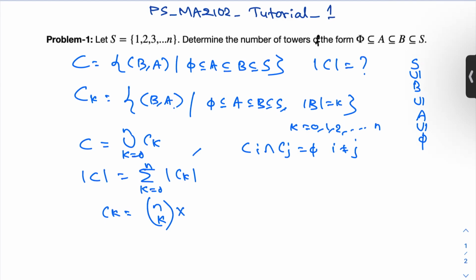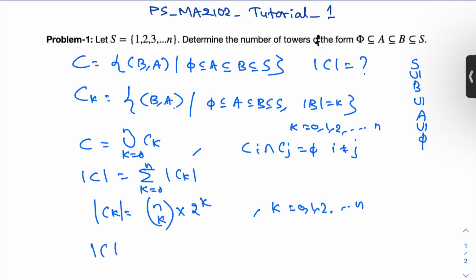Once you pick B, then we can pick A in 2 to the power of k ways, because A should be a subset of B. B has k elements. If B has k elements, the number of subsets of B will be 2 to the power of k. So A can be any one of the subsets. That's why the number of elements in Ck is going to be n choose k times 2 to the power of k. Here k equals 0, 1, 2, and so on to n.